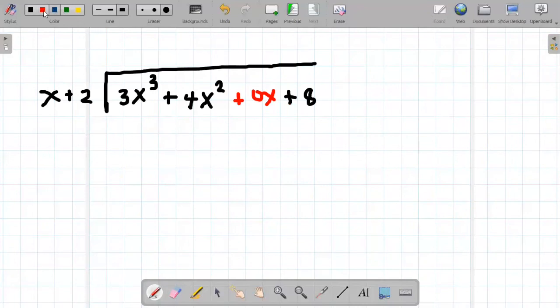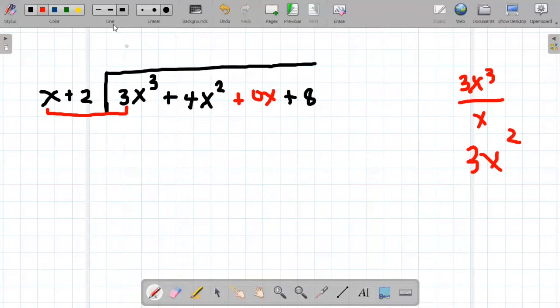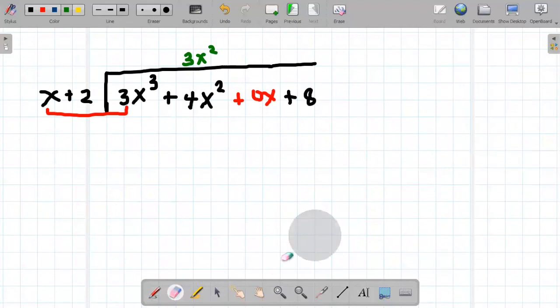So we divide 3x cubed divided by x. 3 divided by 1 is simply 3. Then x cubed divided by x, we subtract the exponents, so you have x squared. So you write that answer above, in the squared term or the quadratic term. So you have 3x squared. Okay? Then you proceed with this.